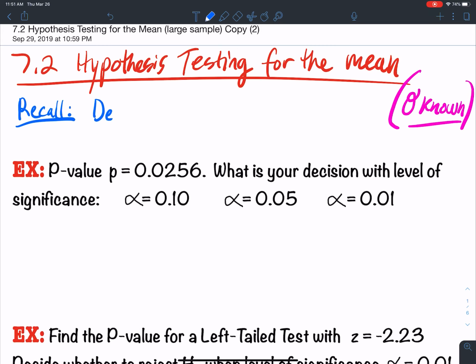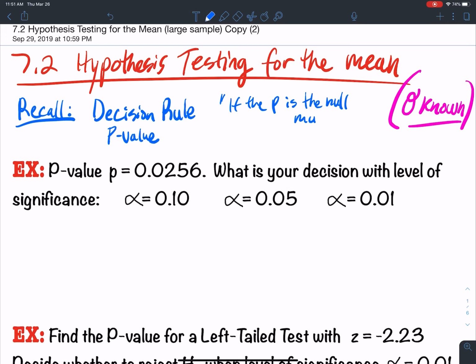a decision rule based on the p-value. What did we say? If the p is low, the null must go. The decision rule says if p is less than or equal to alpha, so if the p is lower than alpha, reject H naught, reject the H0. If the p is low, reject the H0.